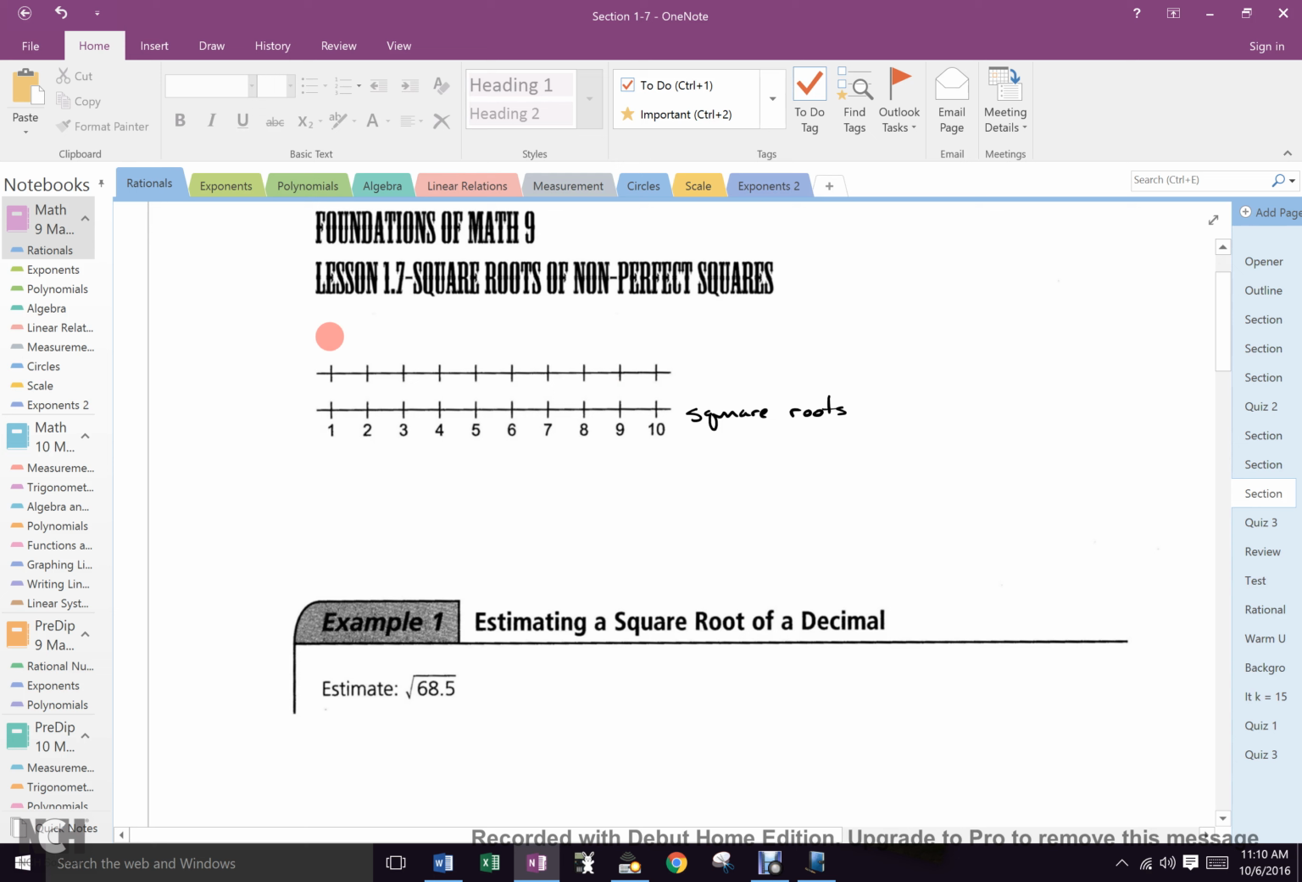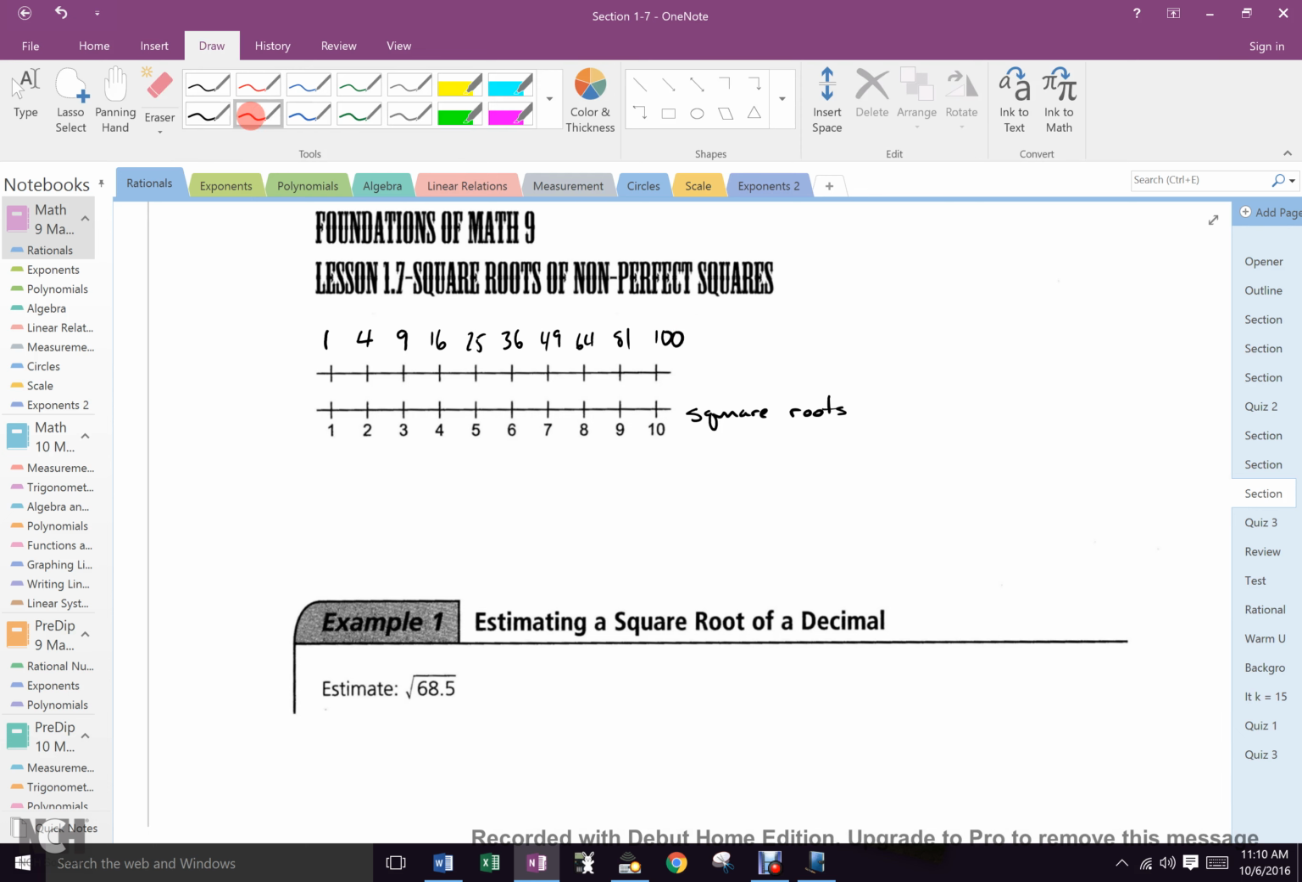So what is 1 times 1? 1. 2 times 2? 4. 3 times 3? 9. 4 times 4? 16. 5 times 5? 6 times 6? 7 times 7? 8 times 8? 9 times 9? 10 times 10? 100. Everybody cool? Everyone knows that, right? That's not new. Everyone's good? Okay, now I want to do a little bit of funkiness.